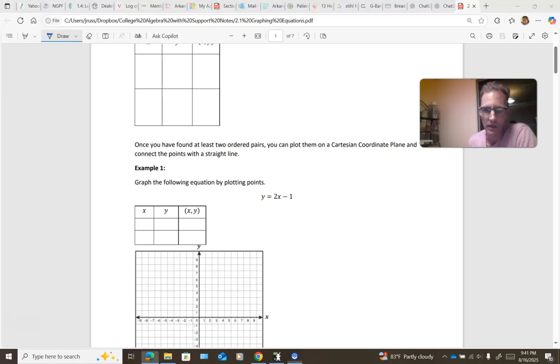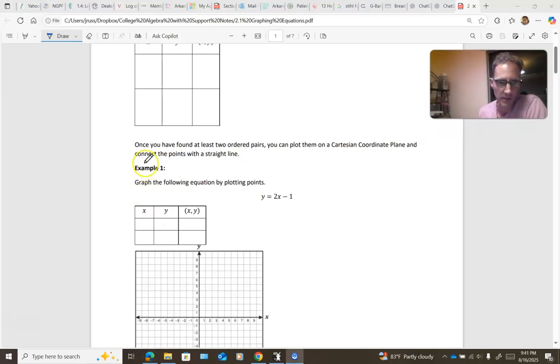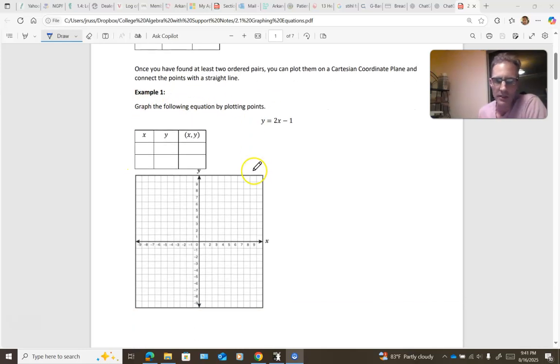All right, so let's try this one. Example 1 here. It says, graph the following equation by plotting points. All right, so you can see I've got my XY chart here. And so I'm going to choose my values for x. And typically, guys, 0 is always a good value to choose for x.